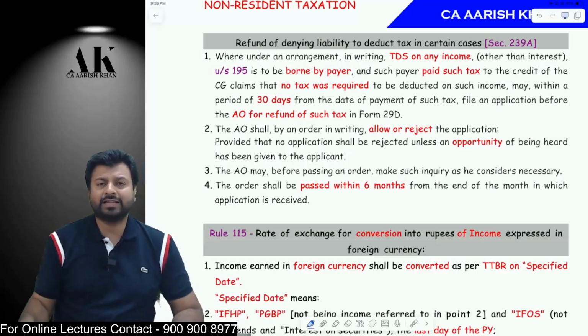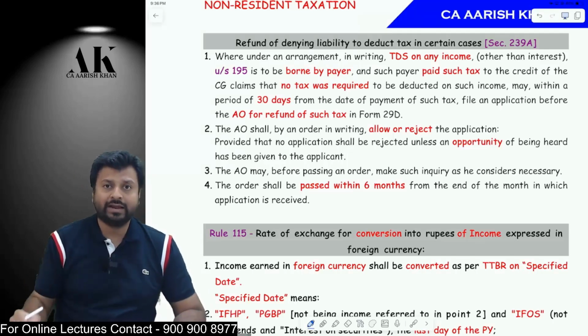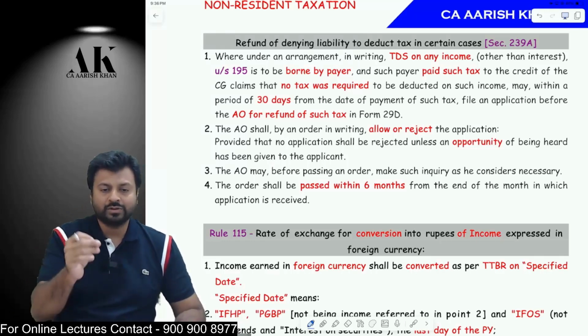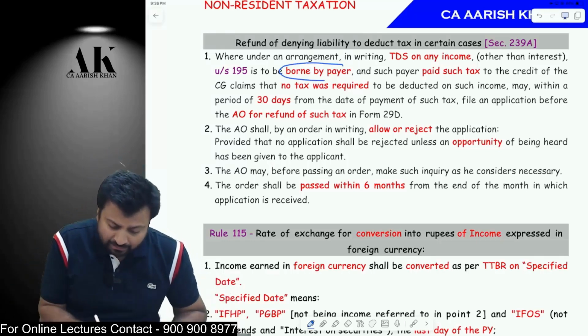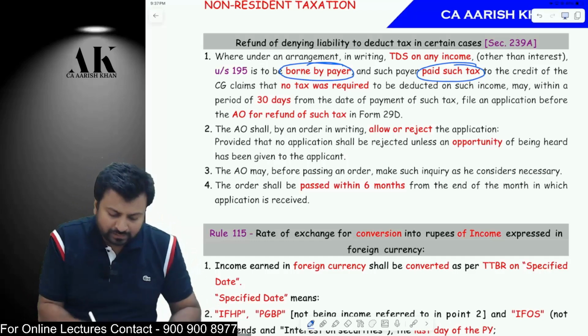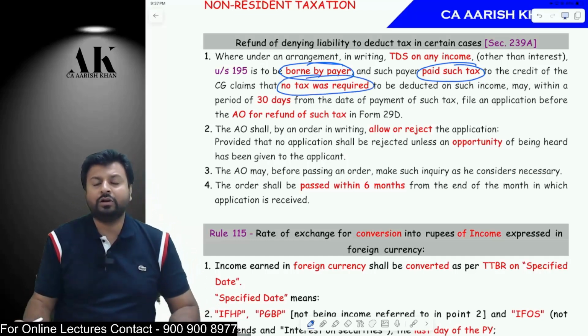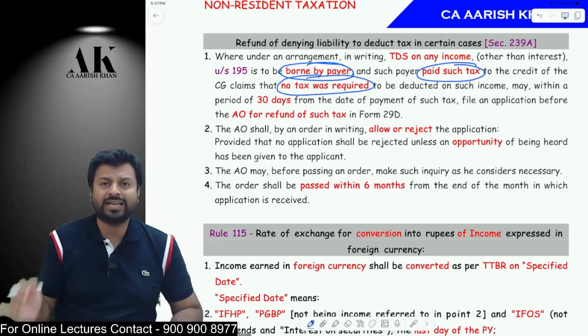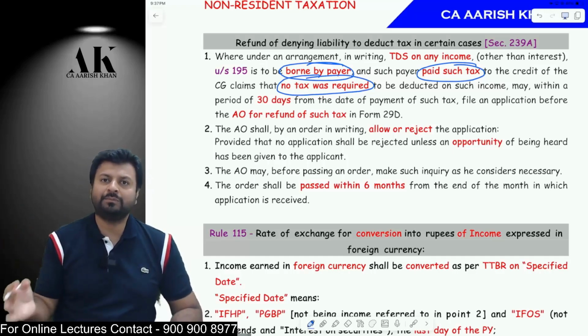But sometime after that, I came to know that this income was not liable to tax at all. Then I ask myself, why have I paid the tax from my pocket? Because this income is not liable to tax. So where the tax is borne by the payer and paid to the government, and later you come to know that there was no need to deduct any tax, it means you have paid excess money to the government.